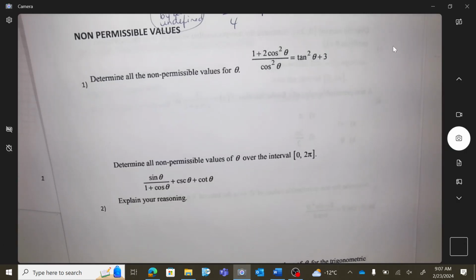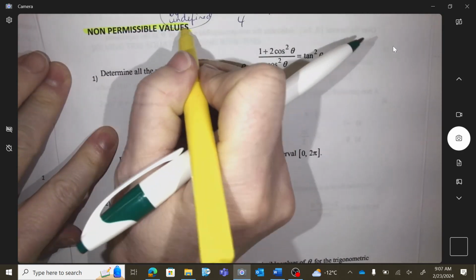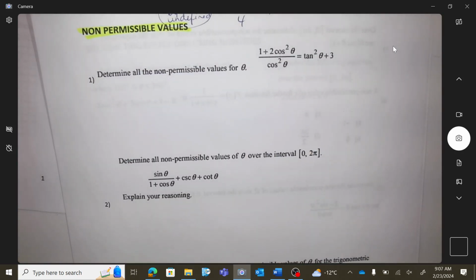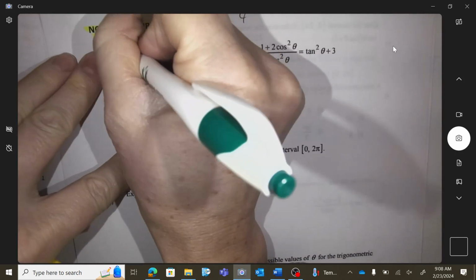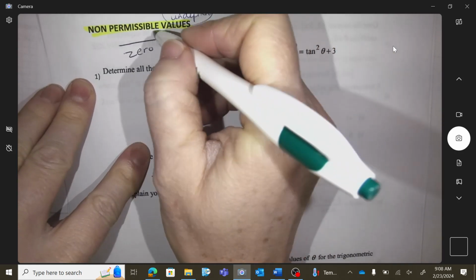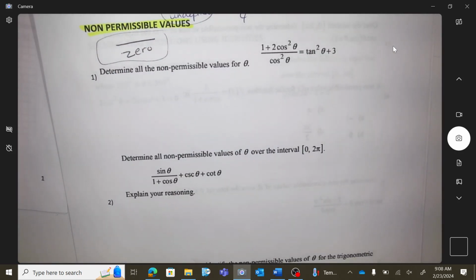Okay, this is called non-permissible values, the title of this lesson. So here's my question to you. What is not allowed in math? There's one thing you can never do. What's a bad thing to have happen when you're working out numbers? If something happens, you just can't do it. Divide by 0. Dividing by 0, if you ever have a 0 on the bottom of a fraction, that's not possible to get a number. So that's not allowed, non-permissible, that's what it means.